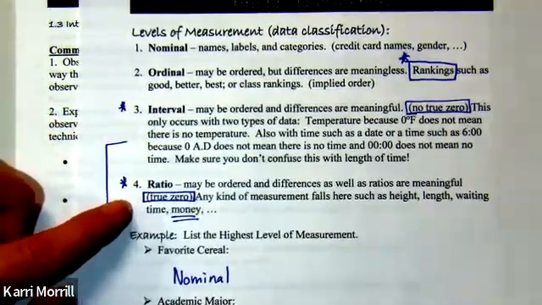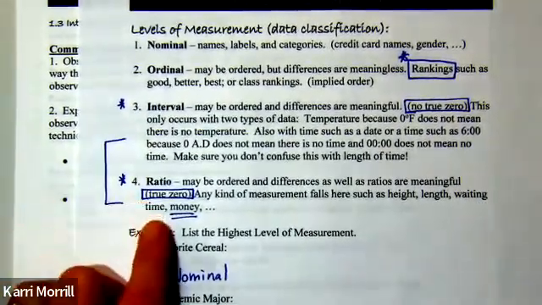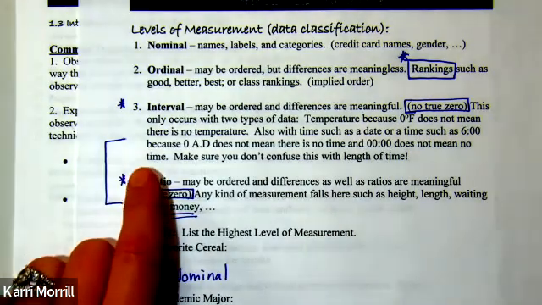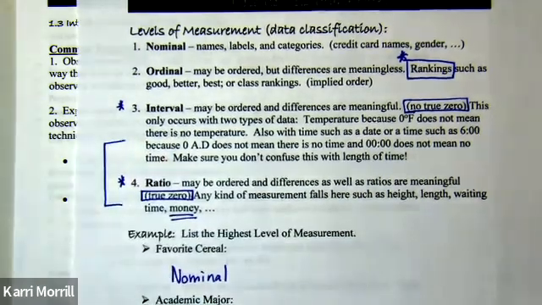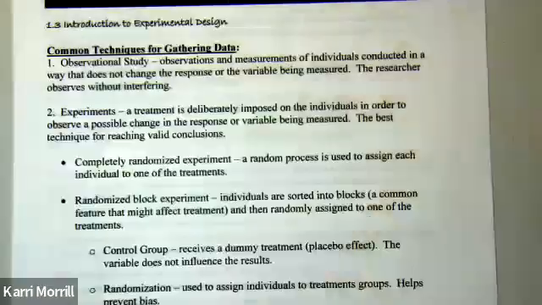For instance, money, we can have 0 money. Time passing, if 0 time passed, we could call that ratio, but if we're talking about an actual time, like 1 o'clock or 12 minutes after midnight, that would be interval. That's not a measurement of time passing.